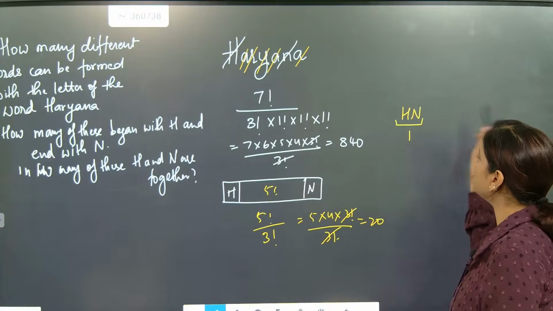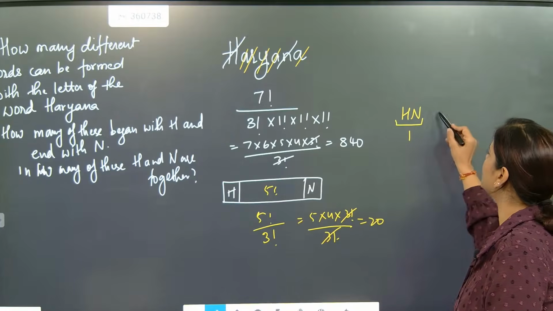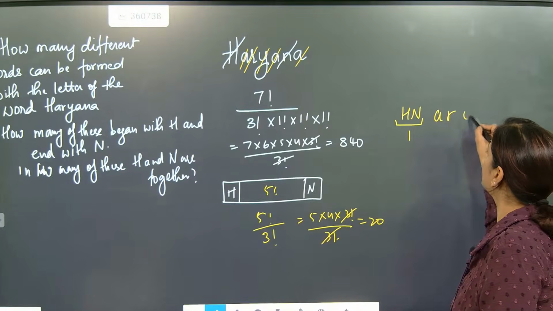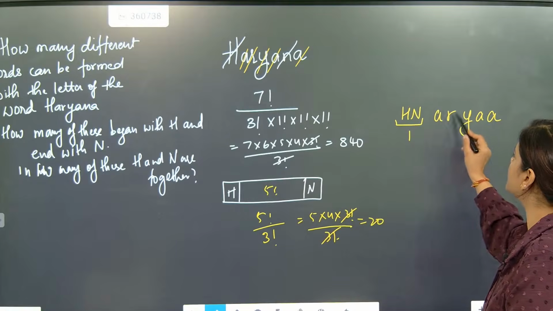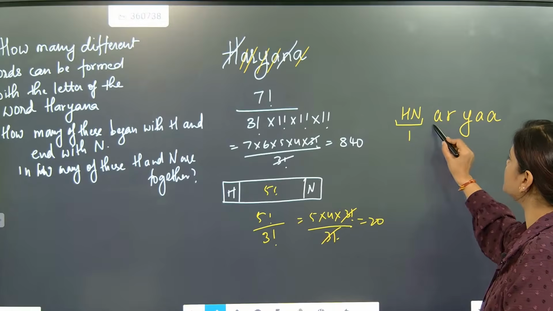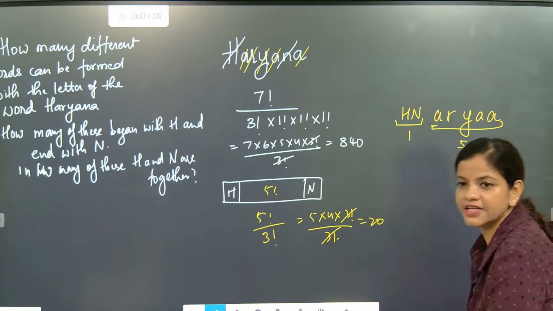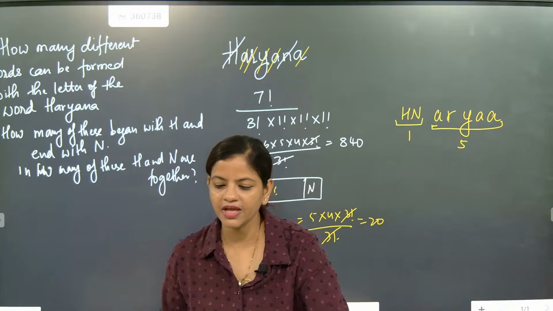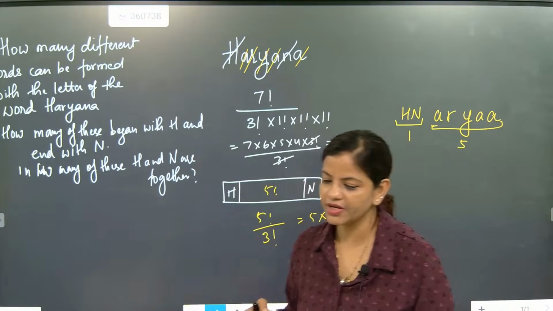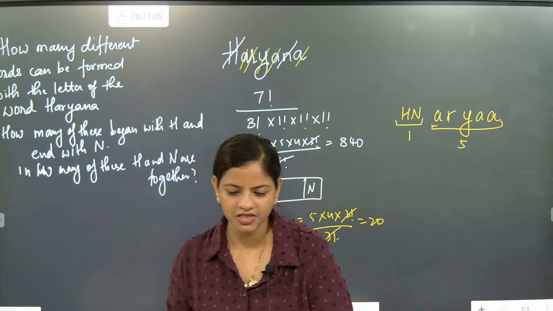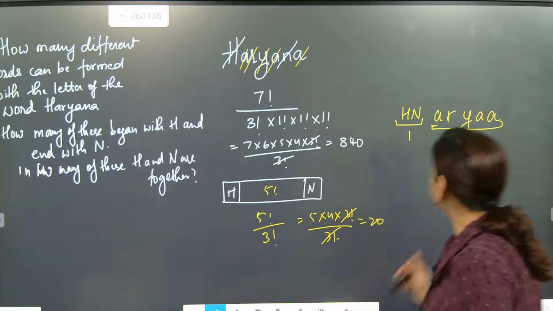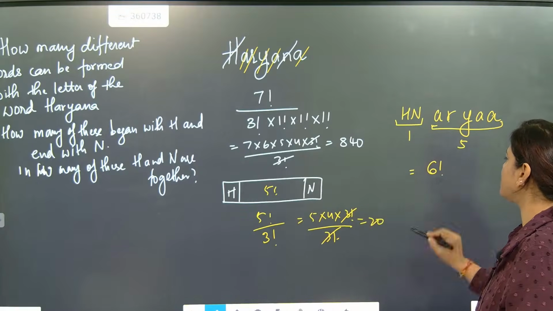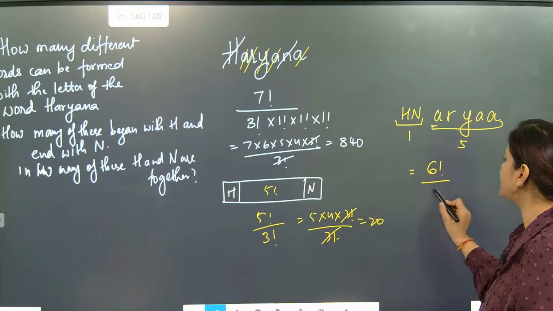Now the remaining letters are left as H, A, R, Y, A. So these are the letters left: 1, 2, 3, 4, 5. Here this is total taken as 5 and here it is taken as 1. So total it is coming as 6. It is permutation and combination only. So now it will become 6 factorial by, A is coming 3 times, so 3 factorial.